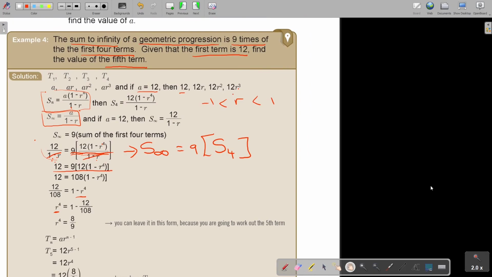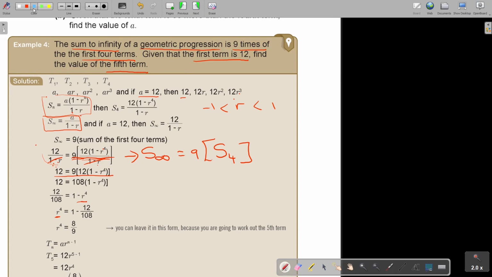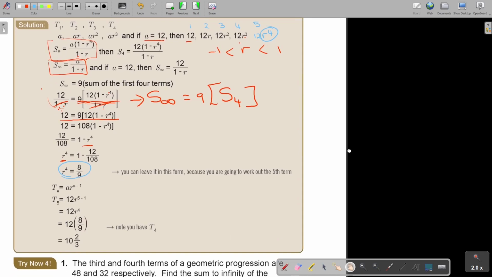Now, without going for the fourth root, because they asked for the fifth term, and the fifth term will be, can I just show, this was 1, this was 2, this was 3, this was 4, and then 5. So the fifth term will be R to the power of 4. And that's why I'm leaving it like this, because it's not the answer. And now I go for the fifth term.